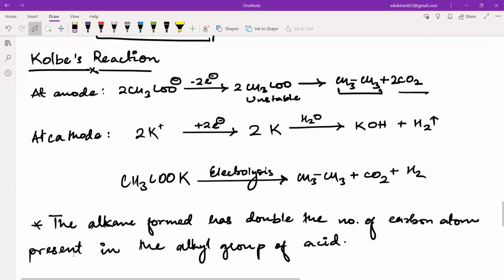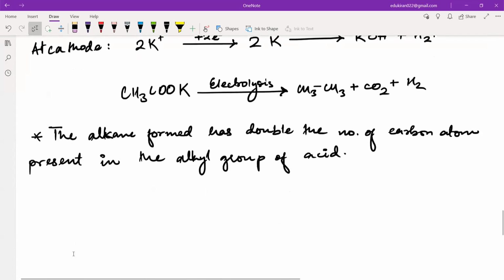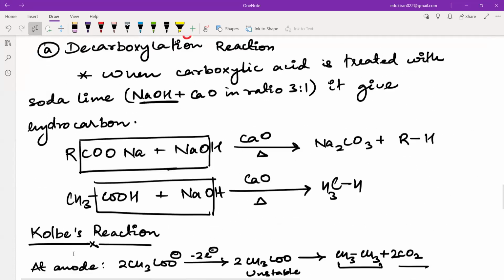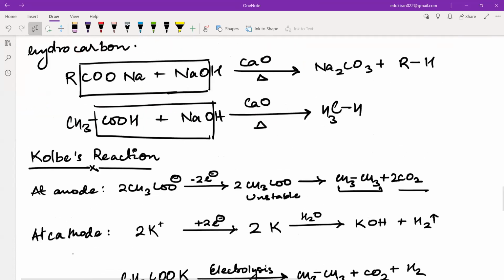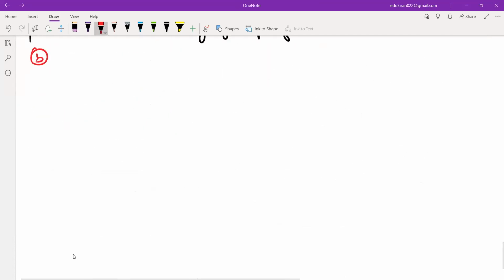So this is all about the decarboxylation reaction. The next type of reaction is the reduction reaction. In reduction, there are two types of reduction that you can do. You can do partial reduction of carboxylic acid, and it is going to form alcohols. And if you do complete reduction, then it is going to give you simple alkanes.